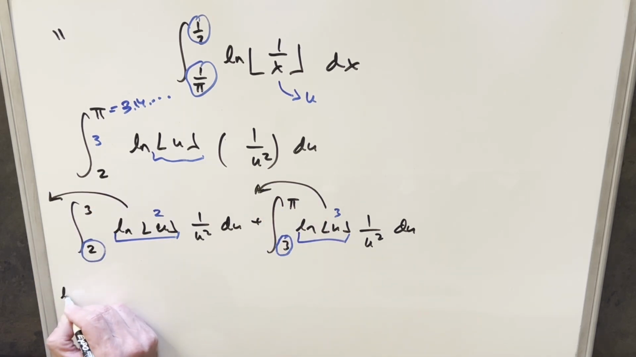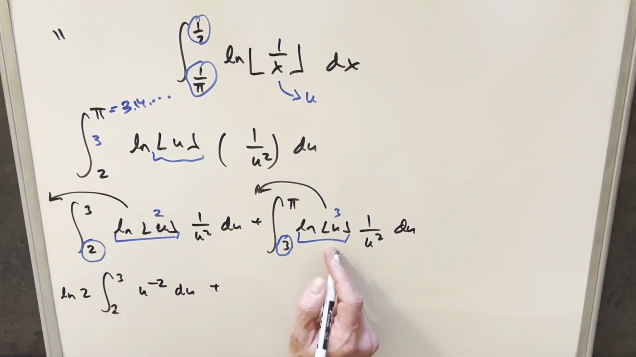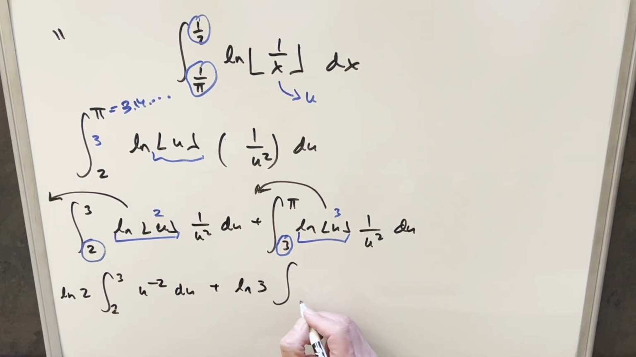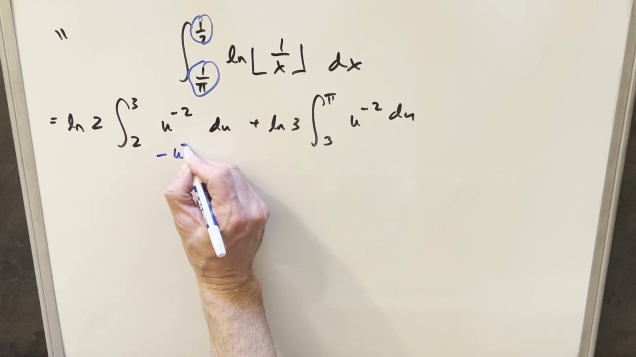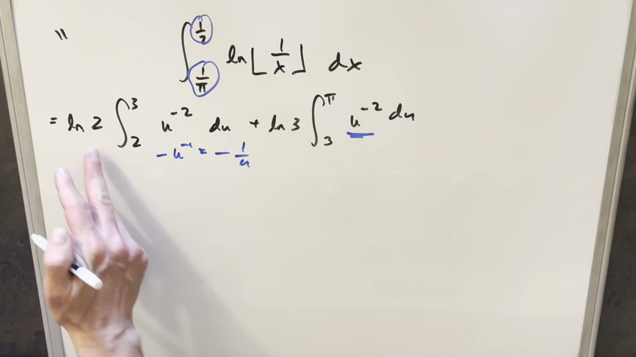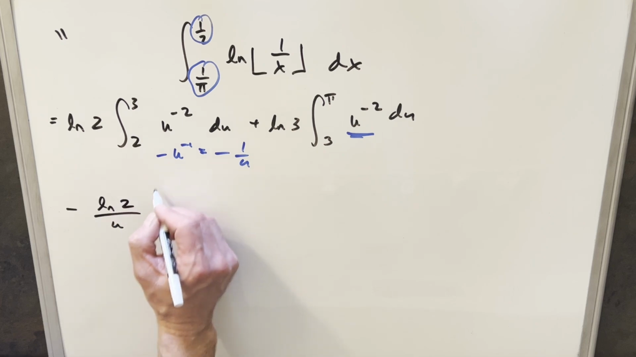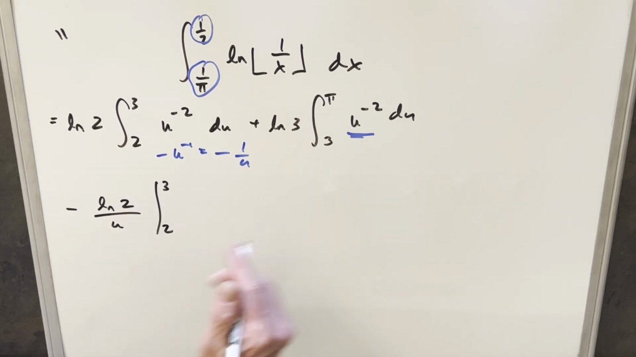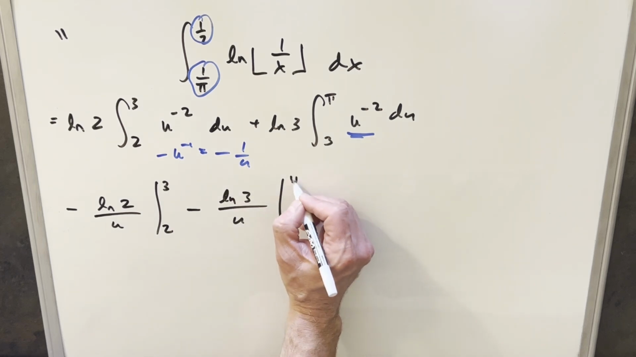So then for this, we're just going to bring out ln 2 for this same integral from 2 to 3. And then I'll write this as u to the minus 2 because we're going to use power rule on that. And then here we'll take ln 3 outside of the integral, integrating from 3 to pi, and again, u to the minus 2 du. But then using power rule to integrate this, this is going to be minus u to the minus 1, or I can write this as minus 1 over u, and it's going to be, of course, the same thing right here. So when I go ahead and combine this with the natural log 2 in front here, for this first term, we're going to have minus natural log 2 over u, evaluated from 2 to 3. Here for the next one, same thing, but we're going to have natural log of 3 over u, and this is evaluated from 3 to pi.